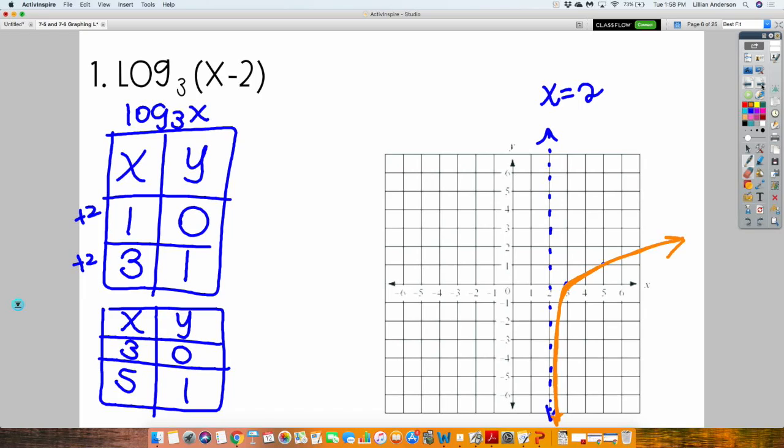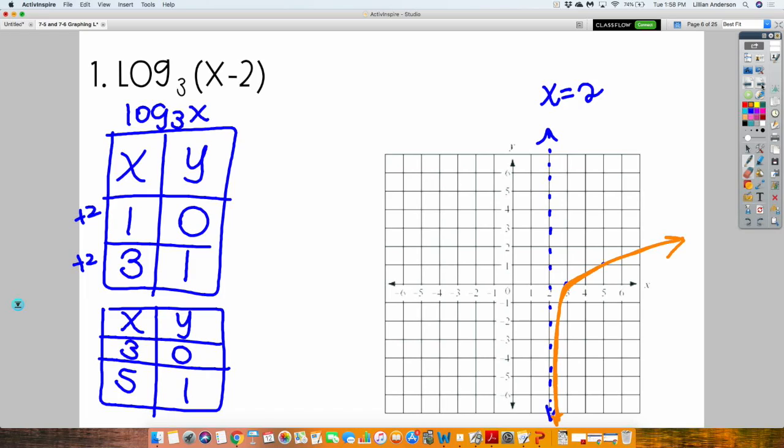Horizontal shifts affect your x's. Vertical shifts affect your what? Y's. A affects your what? Is a stretch or a shrink, which means it affects your what? Your x's or your y's? It affects your y's. In what sense? Am I going to add that number, subtract that number, multiply that number?